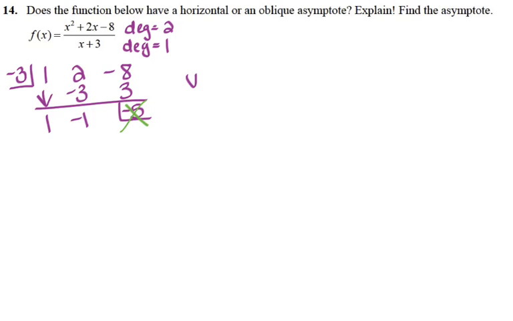So then that is going to be y equals x minus 1, or 1x minus 1, if you want the 1 there. Do not forget your y equals for your oblique asymptote. If you do, I will probably take off a point. So it's a line, so it needs to be written as an equation of a line.